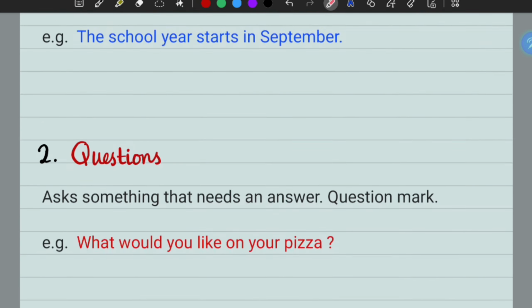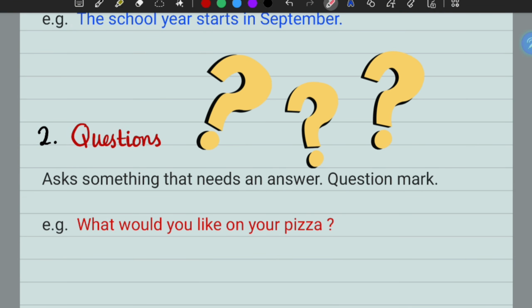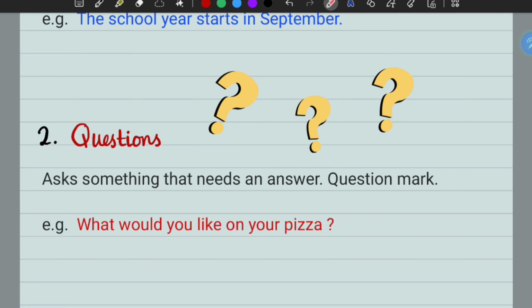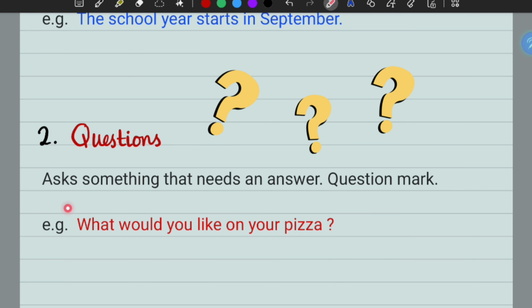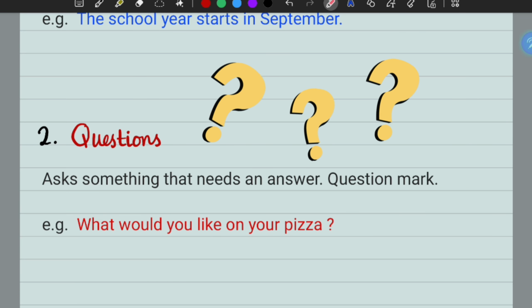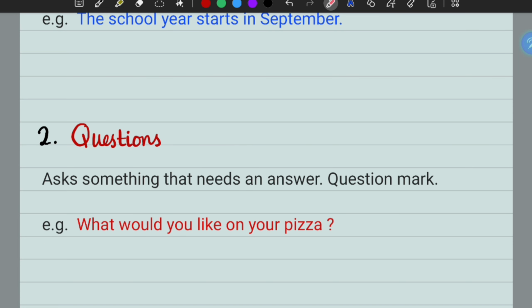On to the second type here, we've got questions. Hopefully a lot of you know this one already, but a question asks something that needs an answer, but it's the thing asking, it's not the answer, and it always has a question mark at the end. So a lovely example here is, what would you like on your pizza? Generally speaking, they start with question words like who, what, where, why, or are. And then, as I said, they end with a question mark, just like we've got here. And we've started with what for this one.